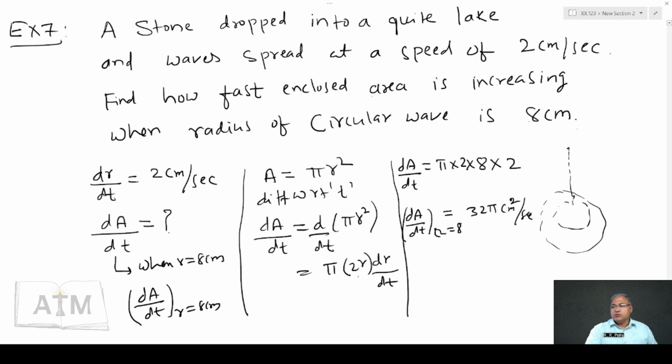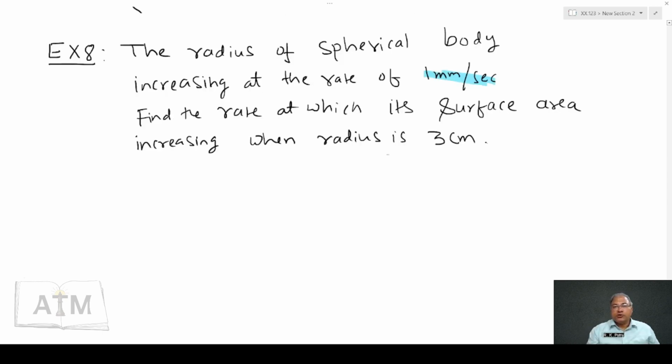So this is how fast the enclosed area is increasing. So the answer is: the enclosed area is increasing at the rate of 32 pi centimeter square per second. This is the solution. Question number 8.